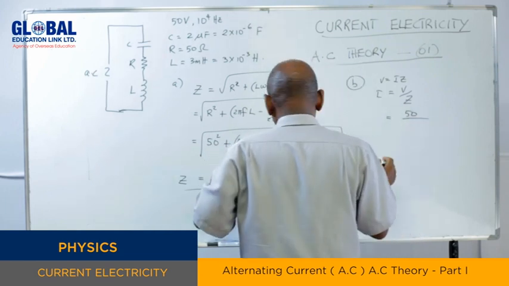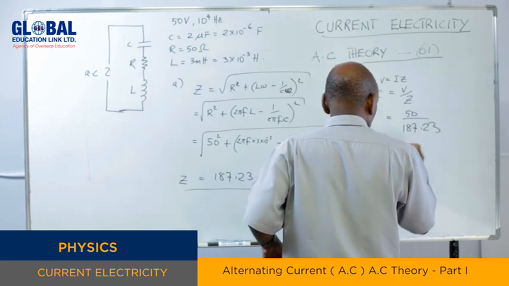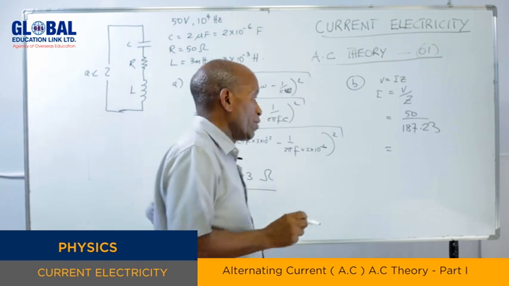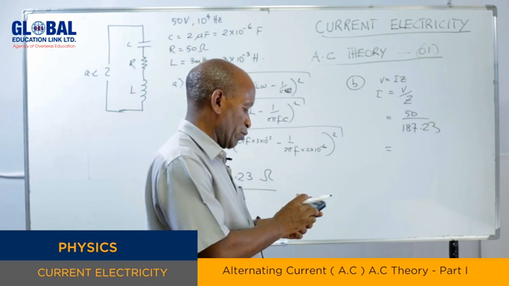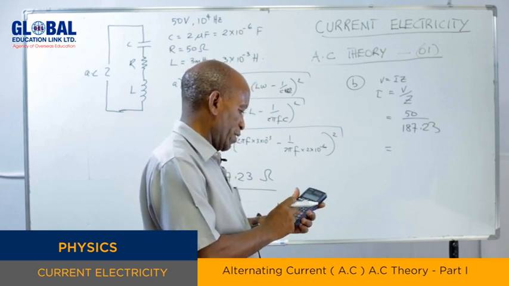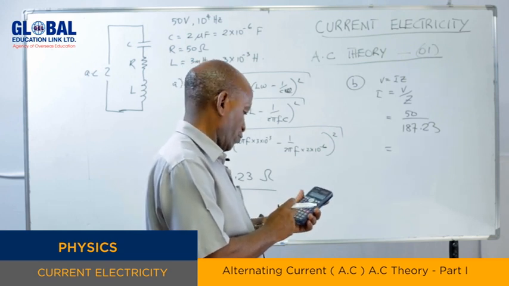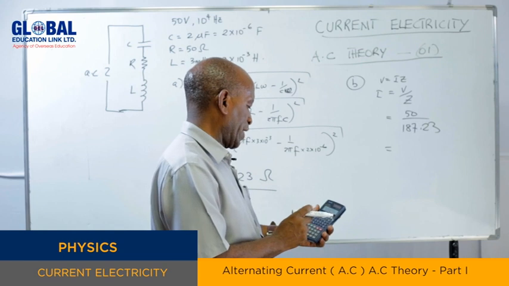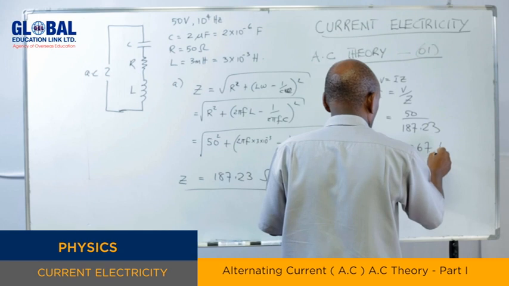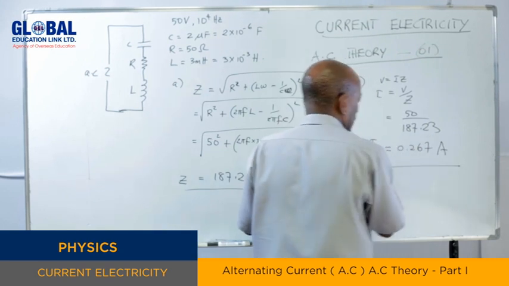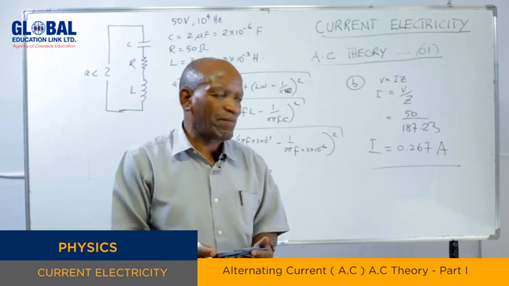That will be equal to 50 over 187.23. This will be giving you the value of the current in amperes. You take 50 and divide it by the total impedance, which is 187.23. You'll be getting the current, which is equal to 0.267 amperes. This is the current that is flowing in that particular circuit. That's the end of question number 2.